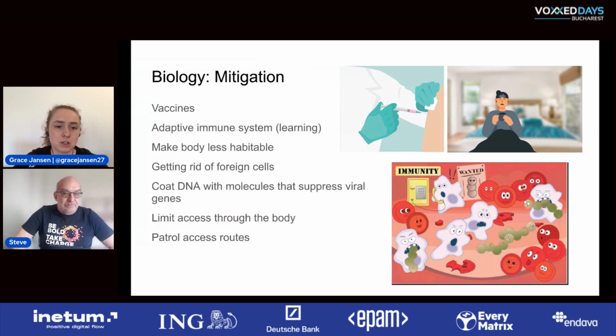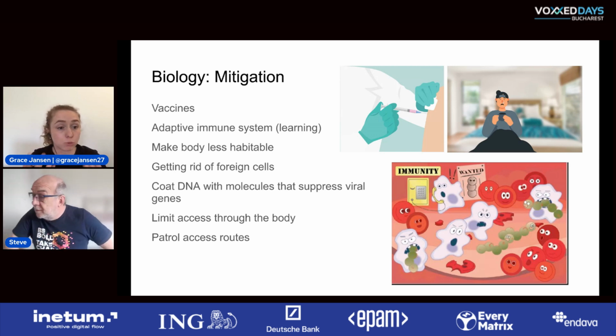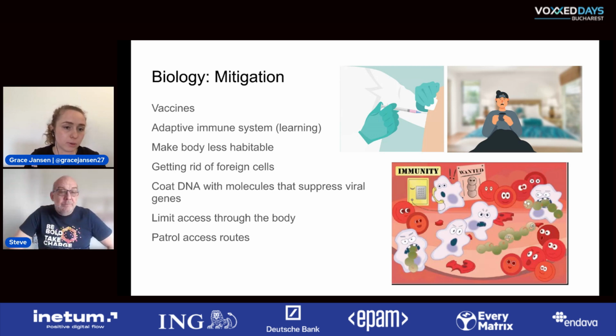Well, as I mentioned, we have behavioral changes. So introducing things like vaccines is a form of mitigation in terms of training our body ready for when it does get infected with the real thing. I also mentioned the adaptive immune system. Being able to rapidly learn so we can then identify it and destroy them is also important.